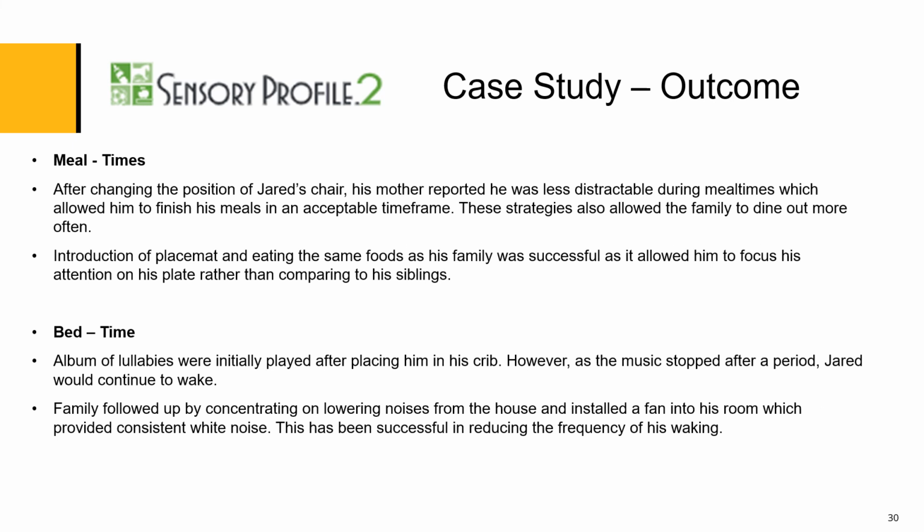So what was the outcome of these interventions? So the mealtime was, after changing the position of Jared's chair, his mother reported he was less distractible during meal times, which allowed him to finish his meals in an acceptable time frame. And these strategies also allowed the family to dine out more often as well, which is a really great outcome.